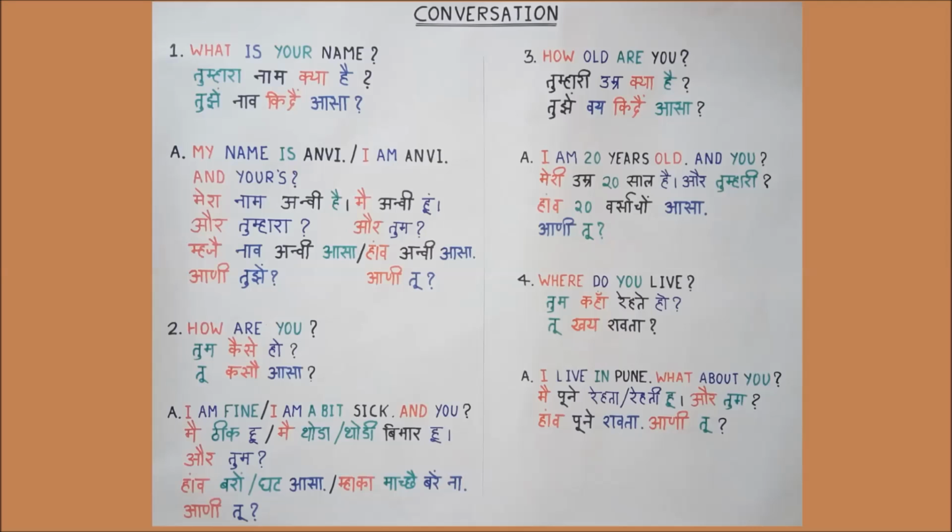Cool. So our last question of the day, where do you live? तुम कहाँ रहते हो? In Konkani it would sound like तू खंय रावता. Okay, तू खंय रावता, and the answer would be I live in Pune. What about you? In Hindi it would be मैं पुणे रहता हूँ, or मैं पुणे रहती हूँ, और तुम? The answer in Konkani would sound like हांव पुणे रावता, आणि तू?